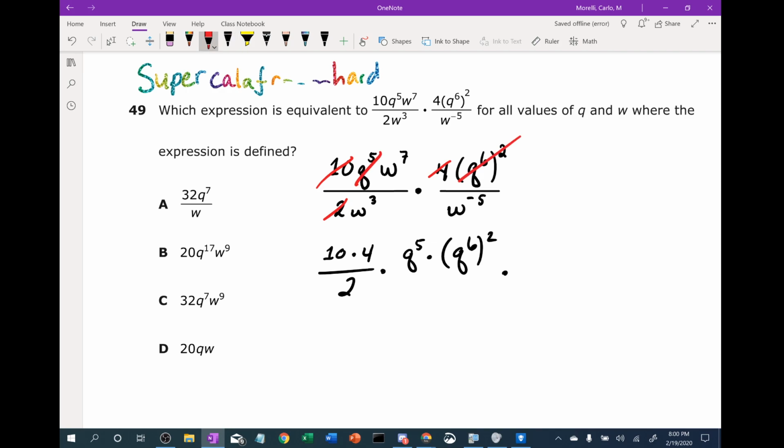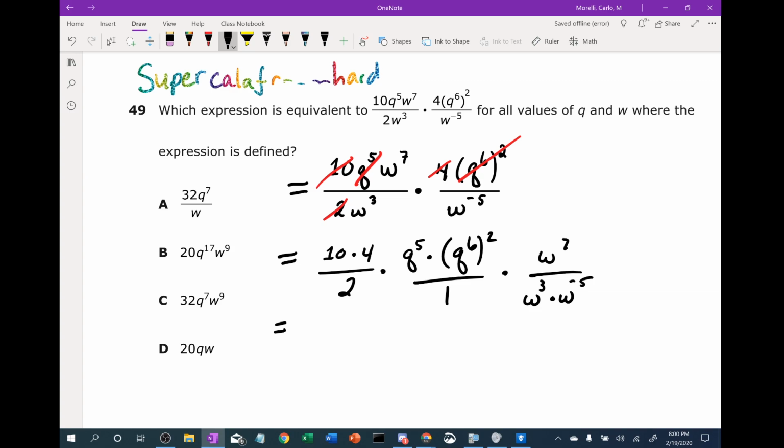And now all that's left are the W's. Now I got W over 7 here over W to the 3rd power times W to the negative 5th power. Okay, so this is over 1. Now these are 3 different things multiplied by each other, so this is equivalent to this. And now let's keep working.